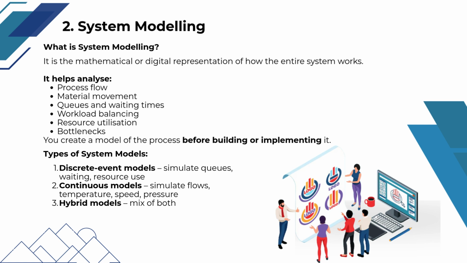There are different types of system models: discrete event models, which simulate queues, waiting, and resource usage; continuous models, which simulate flows, temperature, speed, or pressure; and hybrid models, which combine elements of both. By building these models, engineers and managers can test scenarios, optimize performance, and make informed decisions without disrupting real-world operations.